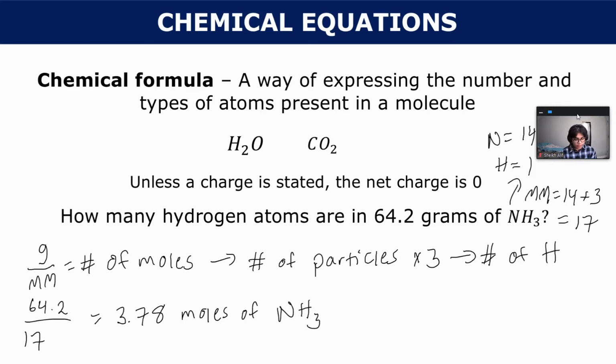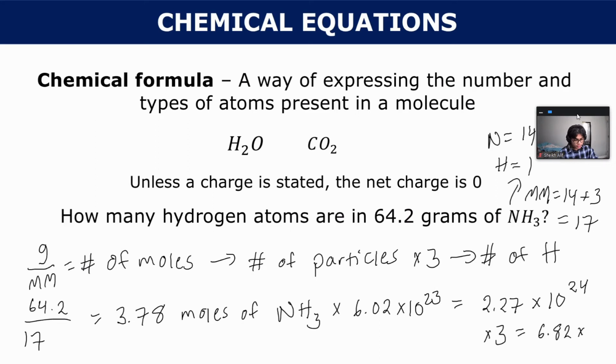Okay, so now that we have the number of moles of NH3, we can determine the number of particles of NH3 by multiplying by Avogadro's number, which is going to give us 2.27 times 10 to the 24th. But remember, that's the number of NH3 molecules, but we are asked to find the number of hydrogen atoms, so we need to multiply this number by 3. And the final answer, it's a bit crammed, times 10 to the 24. Yeah, it looks kind of messy now.